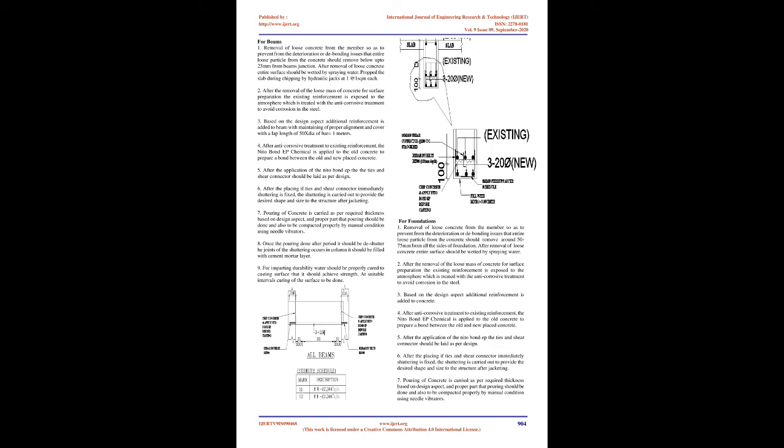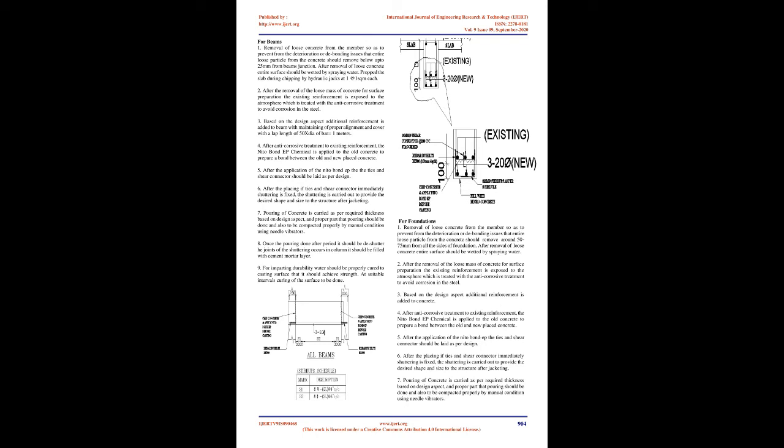After the removal of the loose mass of concrete for surface preparation, the existing reinforcement is exposed to the atmosphere, which is treated with anti-corrosive treatment to avoid corrosion in the steel. Based on the design aspect, additional reinforcement is added to the concrete, maintaining proper alignment and cover, with a lap length of 50x the diameter of the bar, equal to 1 meter.